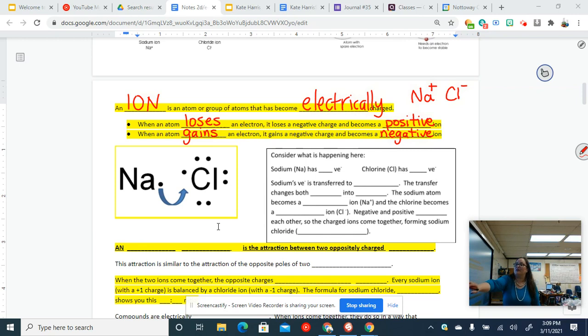So here we have sodium with one valence electron. It jumps over here to the chlorine. So sodium has 1, chlorine has 7. But now when this 1 jumps over here, it now has 8. So the sodium's valence electron is transferred to the chlorine.